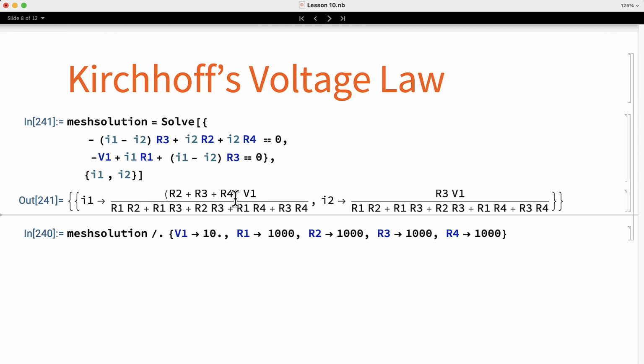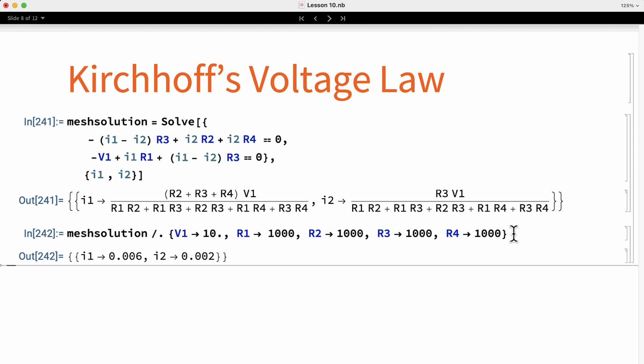If we take these solutions and replace the numeric values, we will obtain a numeric solution. In this case, the voltage V1 was 10 volts, and all resistors were 1 kilo ohm. And this is the numeric result. The current I1 is 0.006 amperes or 6 milliamperes, and the current I2 is 2 milliamperes.